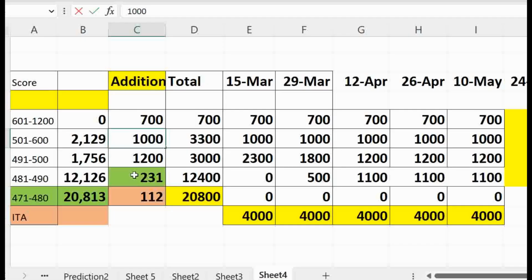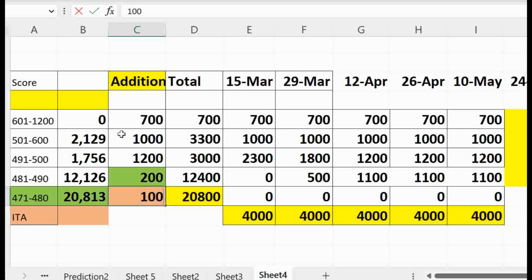Then for 481 to 490 we are assuming 231, and for 471 to 480 112. So say around 200 in this slab and 100 in this slab.